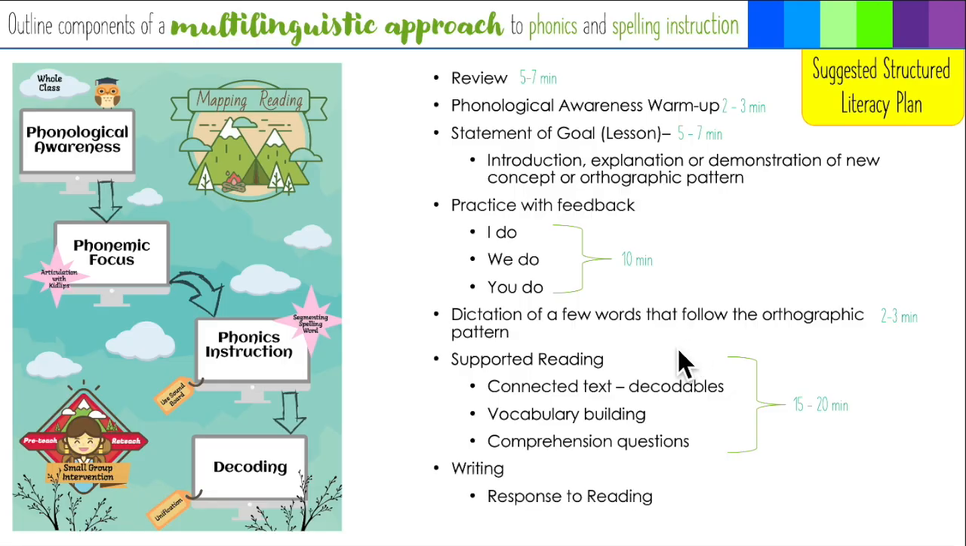So what we're going to do is break up some of these things into a little bit more efficient method of time, right? Okay, so for example, you might try just doing a 3-minute review. Do a 3 to 5 minute phonological awareness warm-up depending on what activity you choose. Again, your statement of goal can be a lot shorter than the recommendation from the book. And then 10 minutes of practice is going to include this dictation.